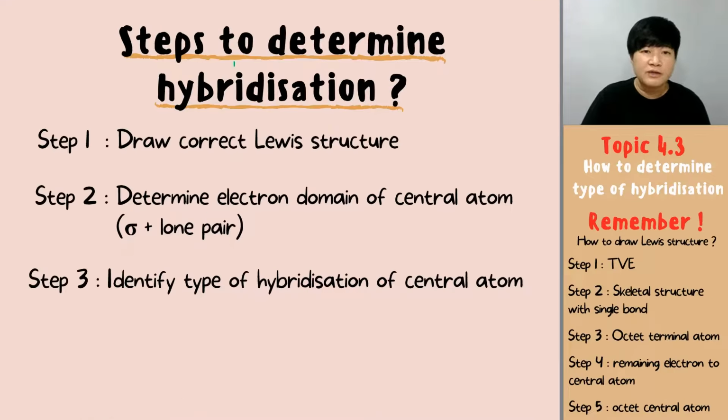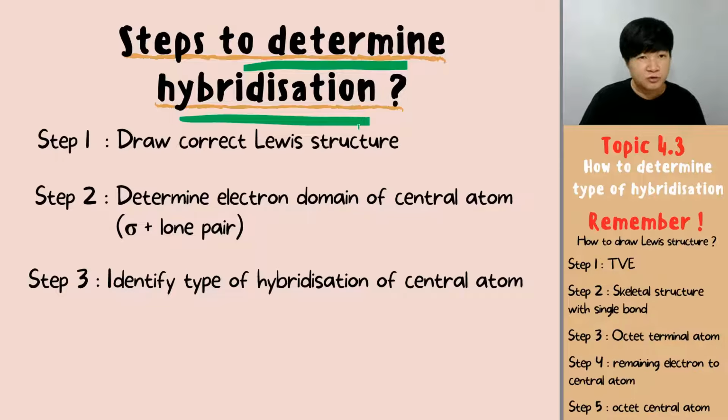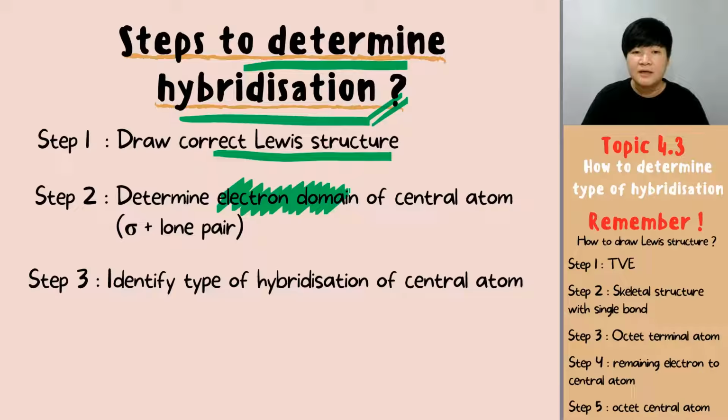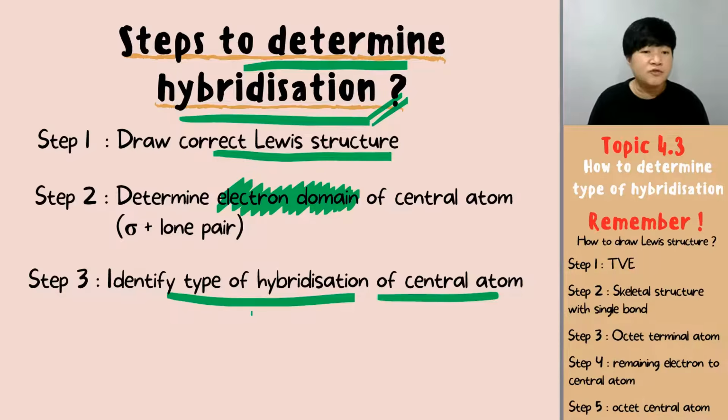Let's recall the steps to determine the hybridization from part 2. In the part 2 video, we discussed how to determine the hybridization. As always, we start with the correct Lewis structure and determine the electron domain. I have given you many examples on how to determine the electron domain. And then from the electron domain, you can determine the type of hybridization for your central atom. And in this video, we are going to continue from here.